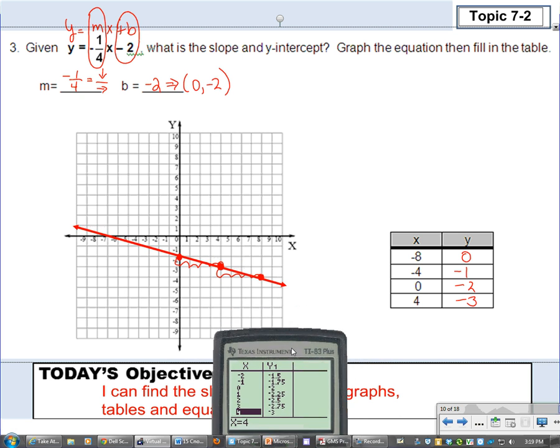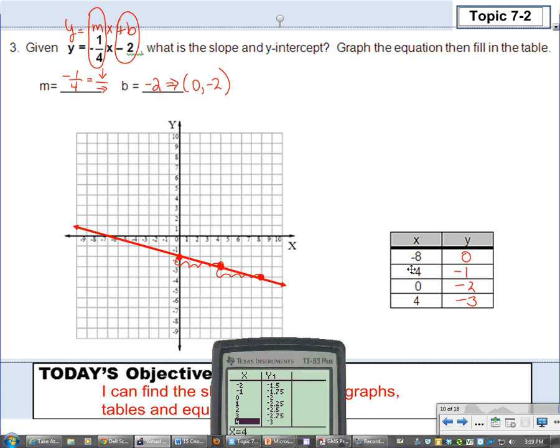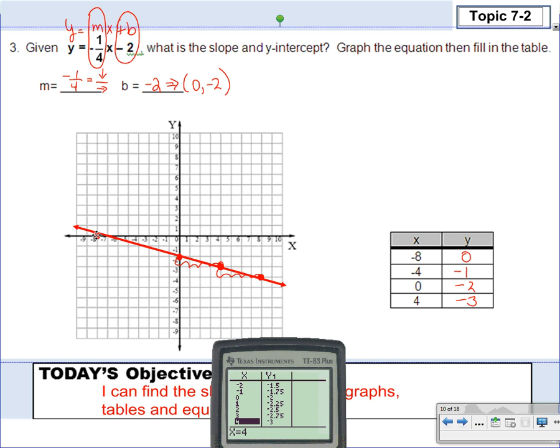Let me check my picture. I could probably draw this a little bit better. Let's see. At -8, we have 0. My line looks like it's at -7, so again, I have a computer I can adjust. You have an eraser. At -4, our y value is -1. That is on our plot. At 0, we're at -2. And at 4, we're at -3.